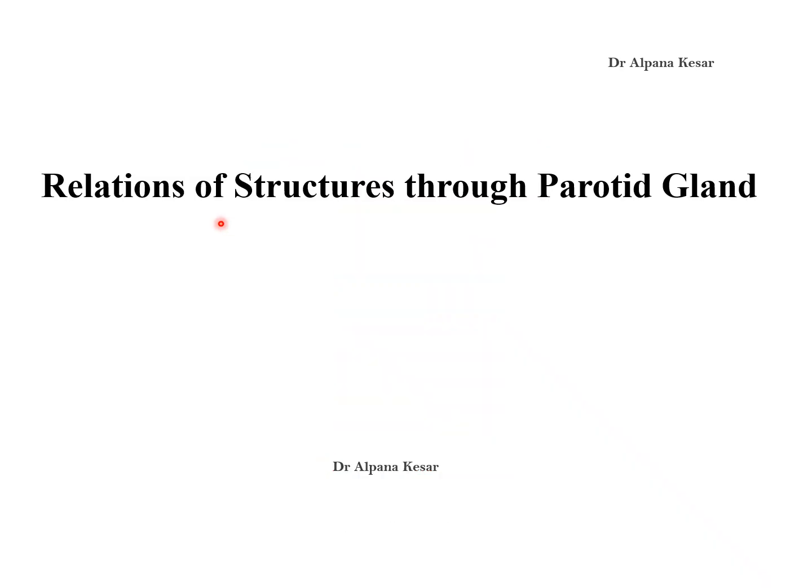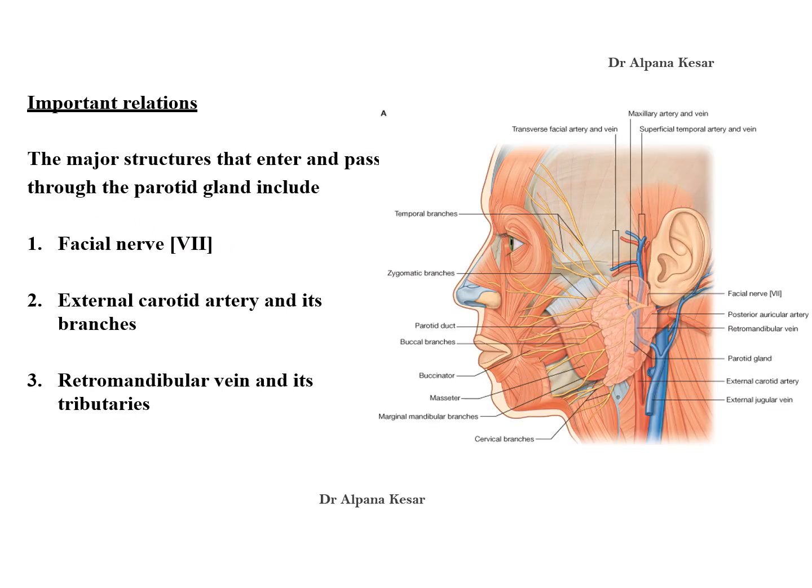Relations of the structure passing through the parotid gland. These are all clinically important relations of the parotid gland. Three structures which pass through the parotid gland and is intimately related to the structure of the gland are facial nerve, external carotid artery and the branches that it gives within the parotid gland, retromandibular vein and its tributaries.